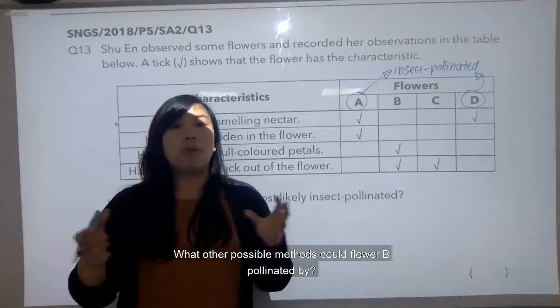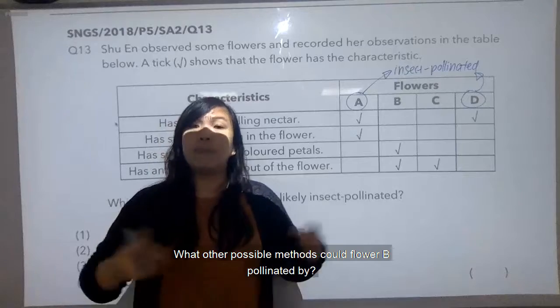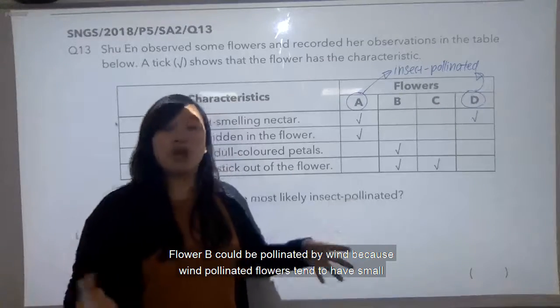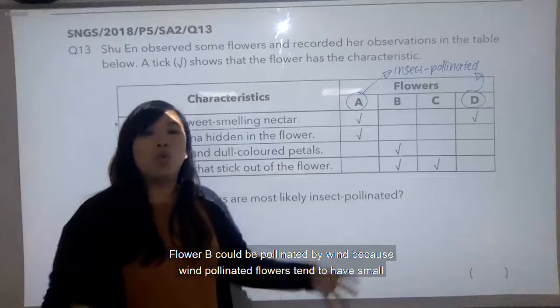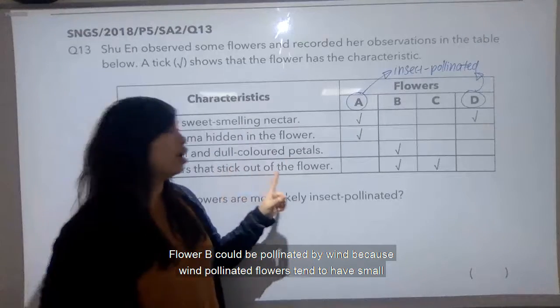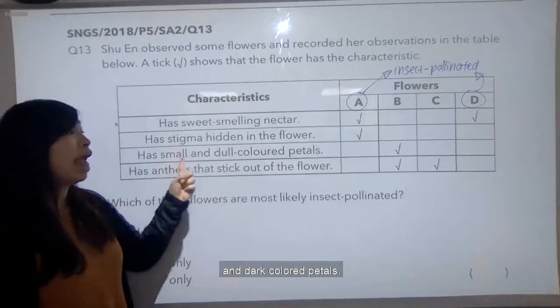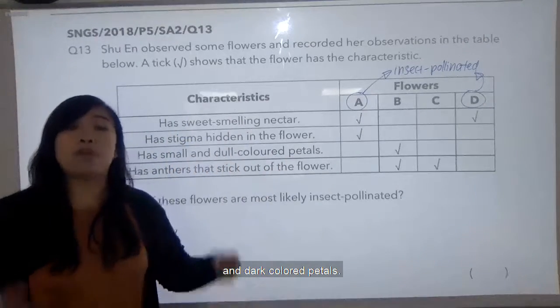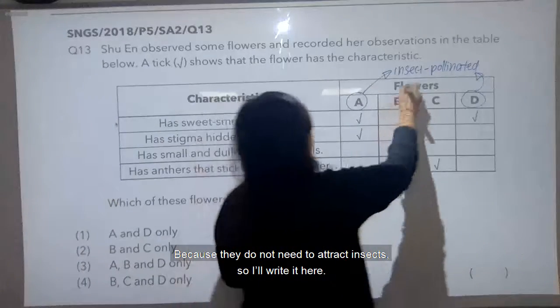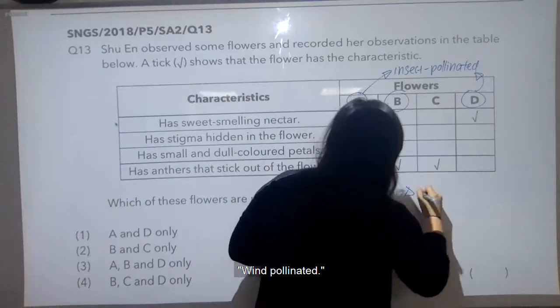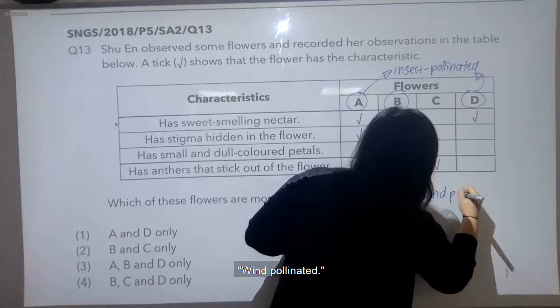What other possible methods could flower B be pollinated by? Flower B could be pollinated by wind because wind pollinated flowers tend to have small and dull colored petals because they do not need to attract insects. So I'll write it here, wind pollinated.